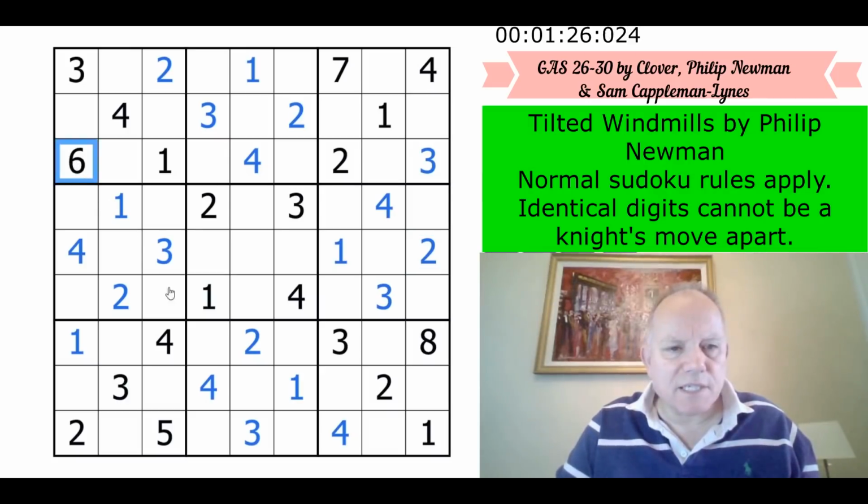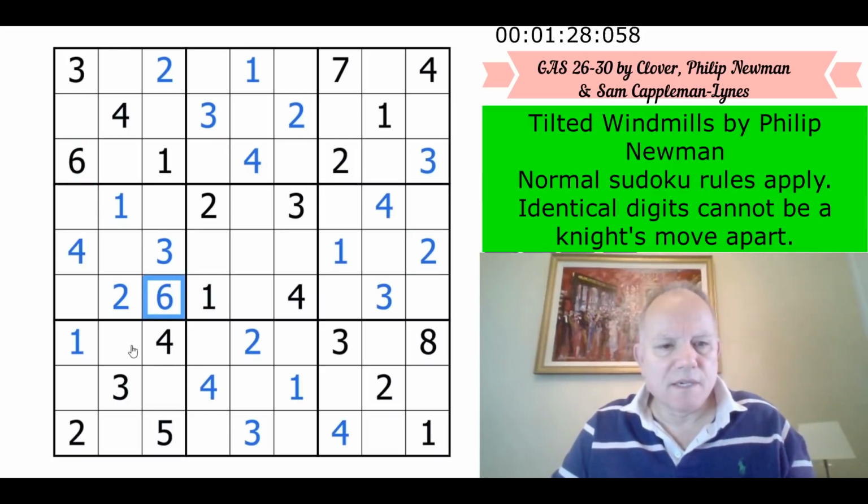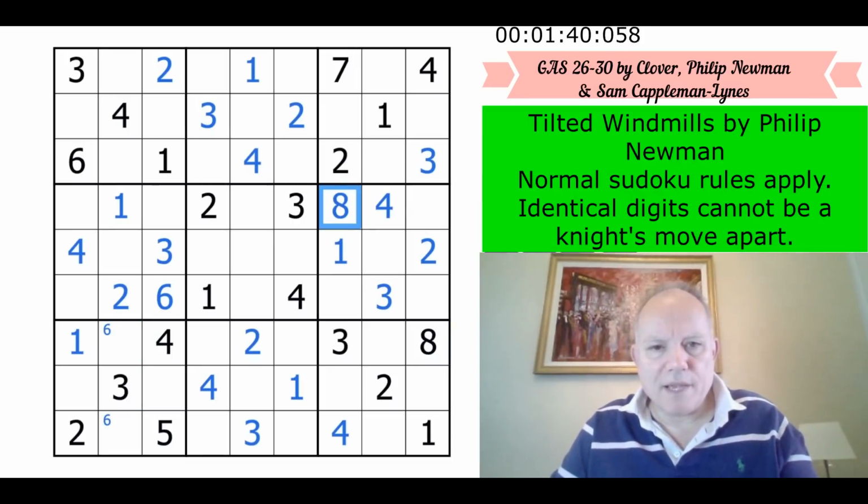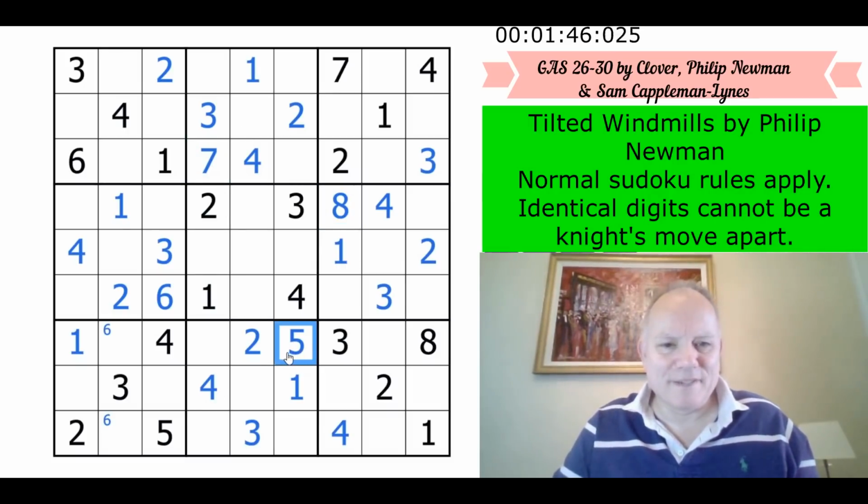No, that 6 sees 4 of the cells here. Okay, so that 6 was very useful for a moment. Oh, I see. That 8 sees lots of the cells there, so we can place it. That's 7 into that box, and this 5 into this one. Look at the symmetry on this puzzle. That's so surprising.